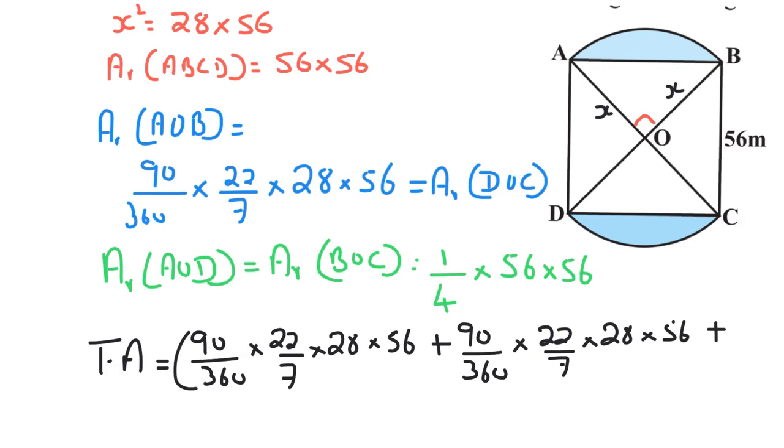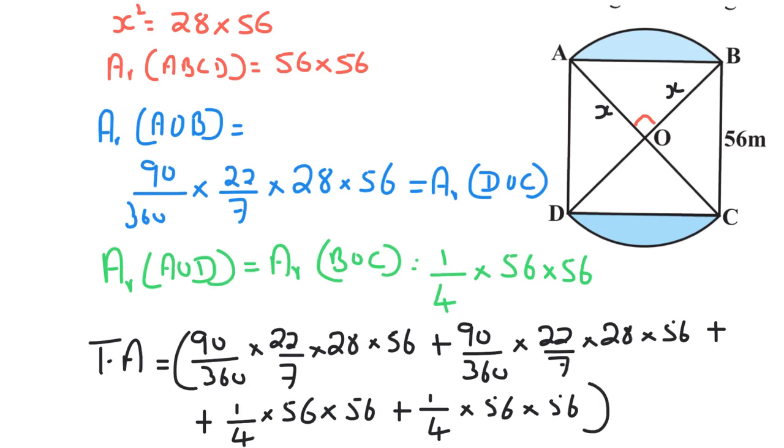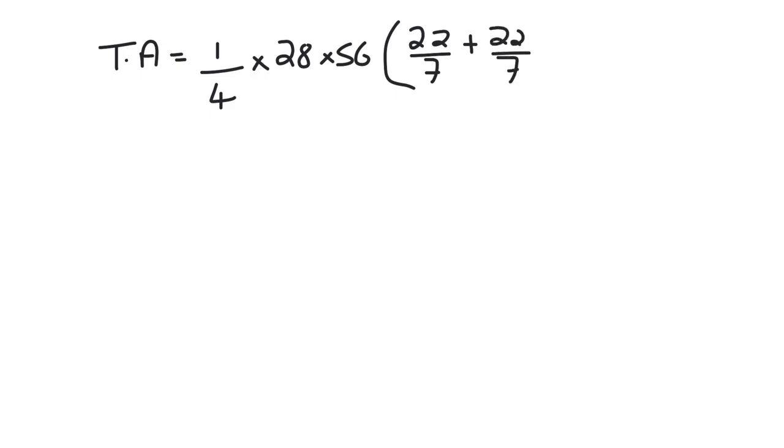the area of the triangle AOD, which is 1/4 the area of the square, plus 1/4 times 56 times 56, plus the area of the triangle BOC, which is 1/4 the area of the square again, 56 times 56. Now, it is a matter of simplification. When you simplify, you can remove 1/4 out, 28 out, and 56 as the common factor out. So, what remains? 22 over 7 plus 22 over 7 plus 2 plus 2. And when you further simplify, this is going to be 7 times, because 28 divided by 4 is 7. So, 7 times 56.